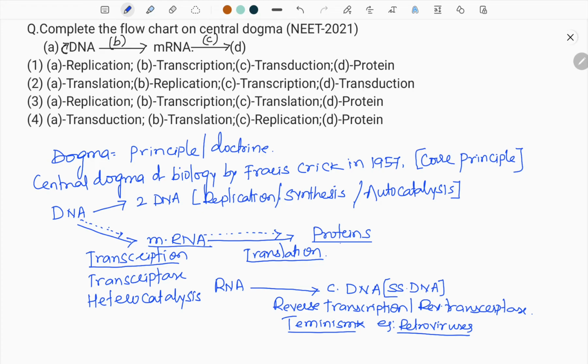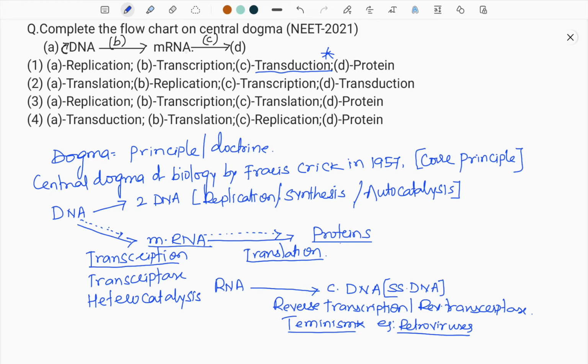Then C is translation. See, C is given here as transduction. What is transduction? It is something related to viral multiplication. That is, the virus will carry the genetic information, the DNA strand, from one bacterium to another bacterium. It acts as a vector, a vehicle carrying this DNA strand from one bacterium to another. It is called transduction. It was proposed by Lederberg and Zinder.